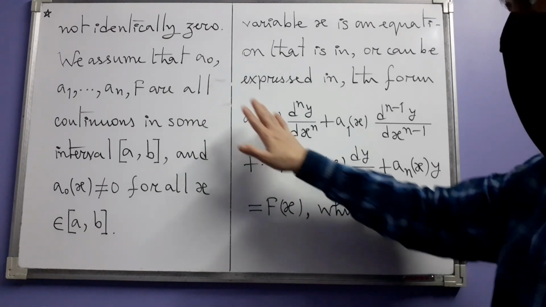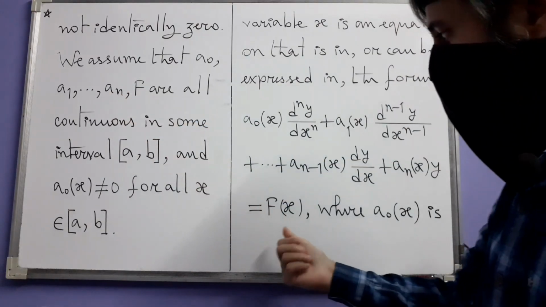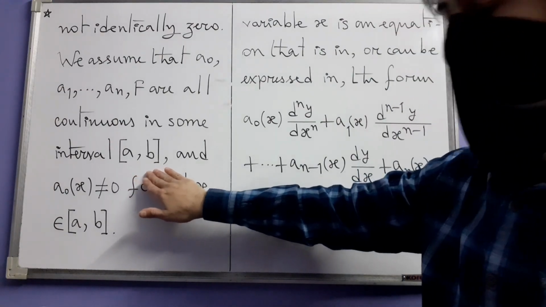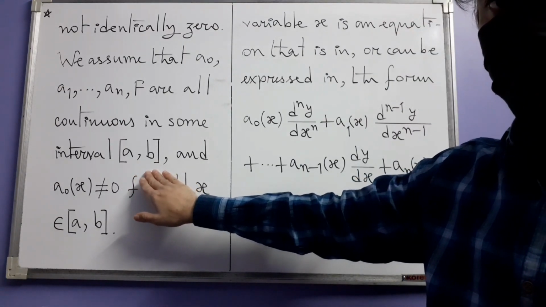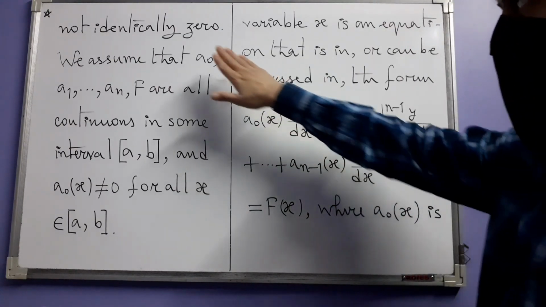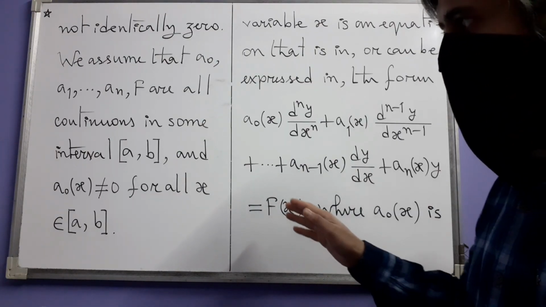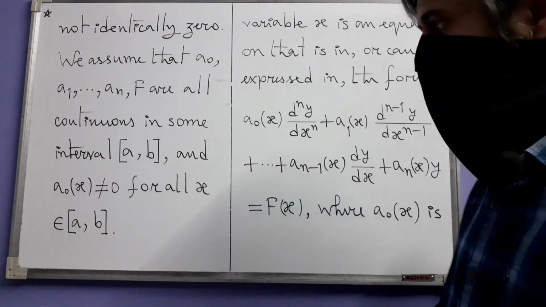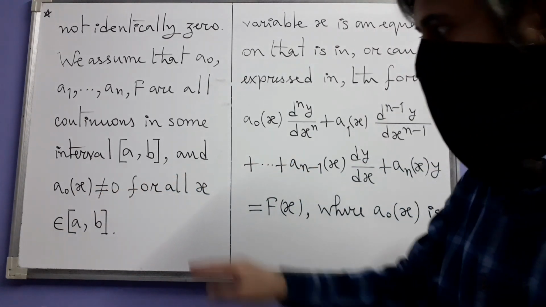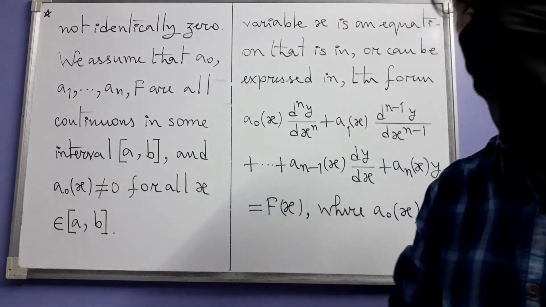And additionally, we are going to assume some things. We assume that all these functions, all these ai's and f also, the right hand side, are continuous in some interval of real numbers. And the condition that we stated here, that a0 of x is not identically 0, actually the author makes it even stronger than that. Additionally, the assumption is that a0 of x never becomes 0 inside that interval. For any x coming from this interval, a0 of x is non-zero.